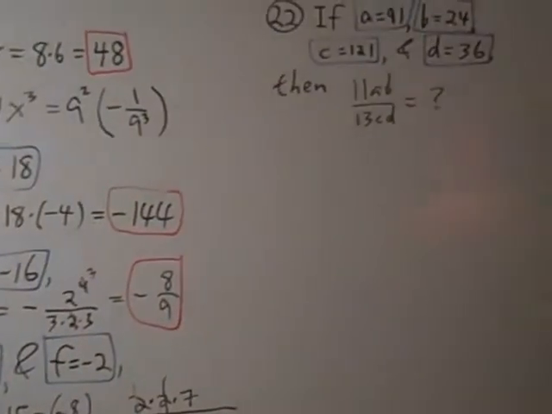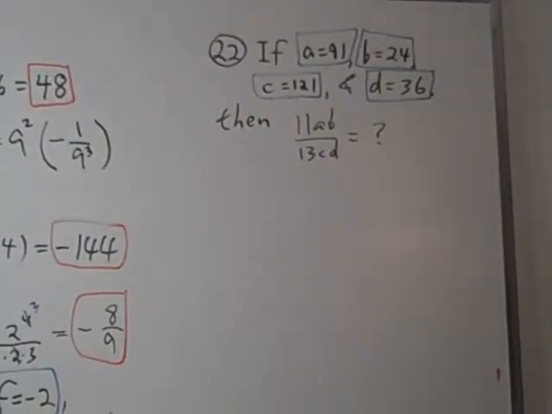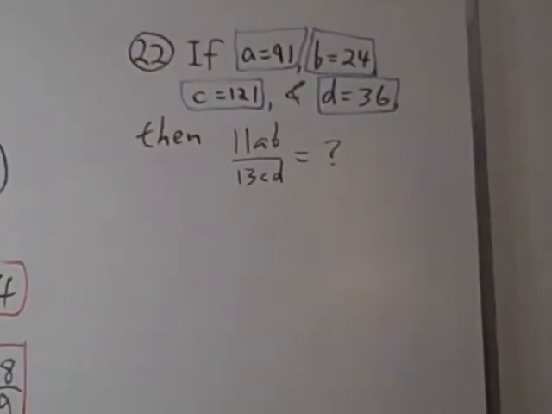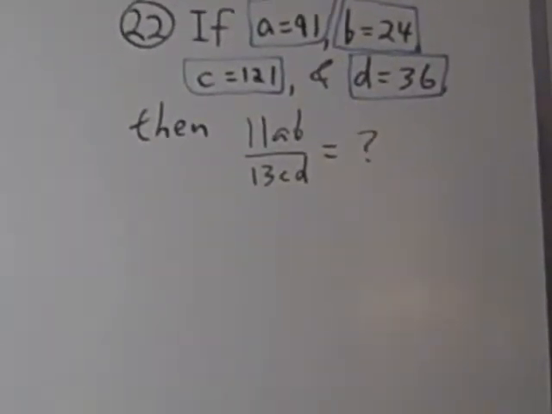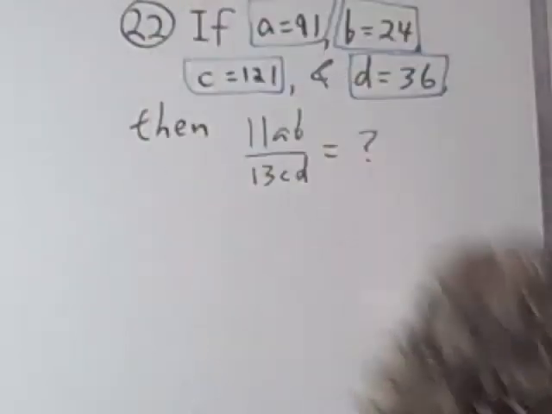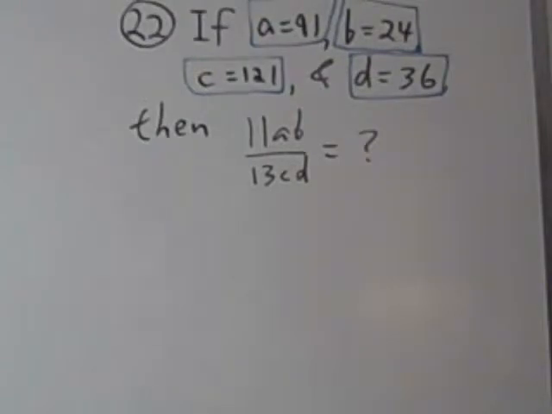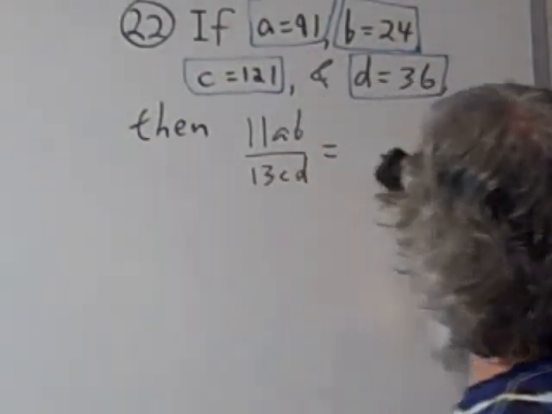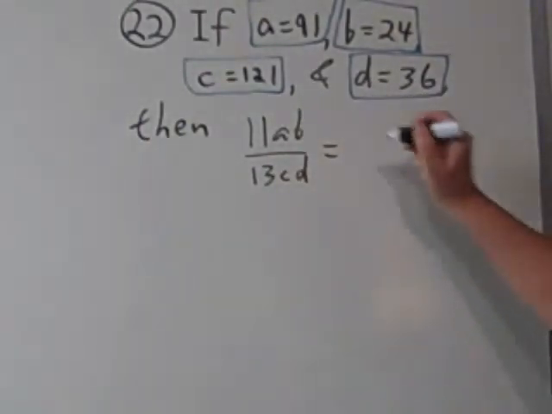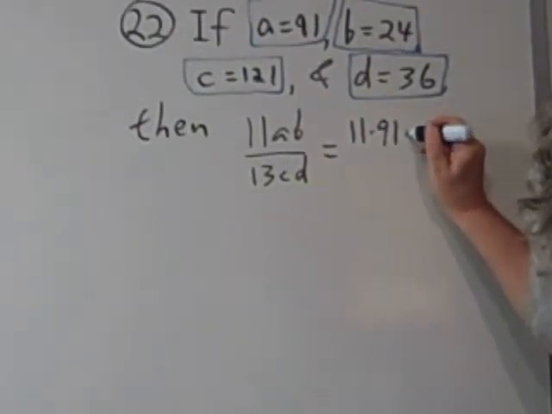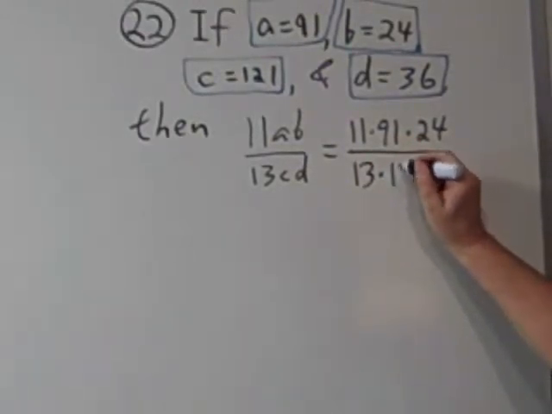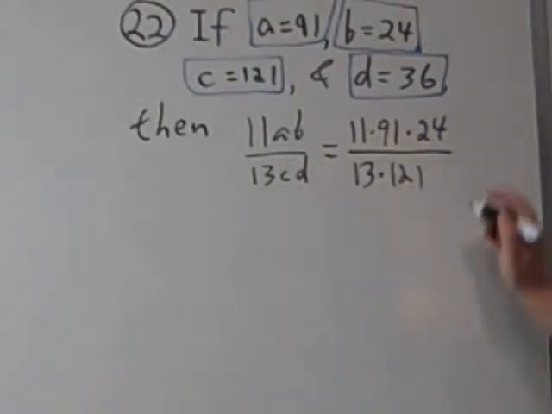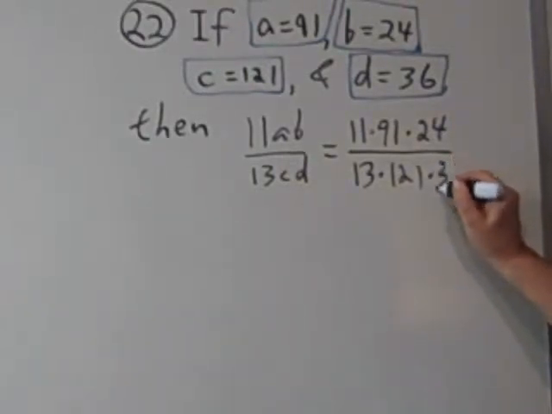And finally, for number 22 up here, let me zoom in on this a little bit. If A equals 91, and B equals 24, and C equals 121, and D equals 36, then what does 11AB divided by 13CD equal? Well, let's see. 11 times 91 times 24 divided by 13 times C, which is 121. Well, 121, yeah, let's do that next. Then times D, which is 36.